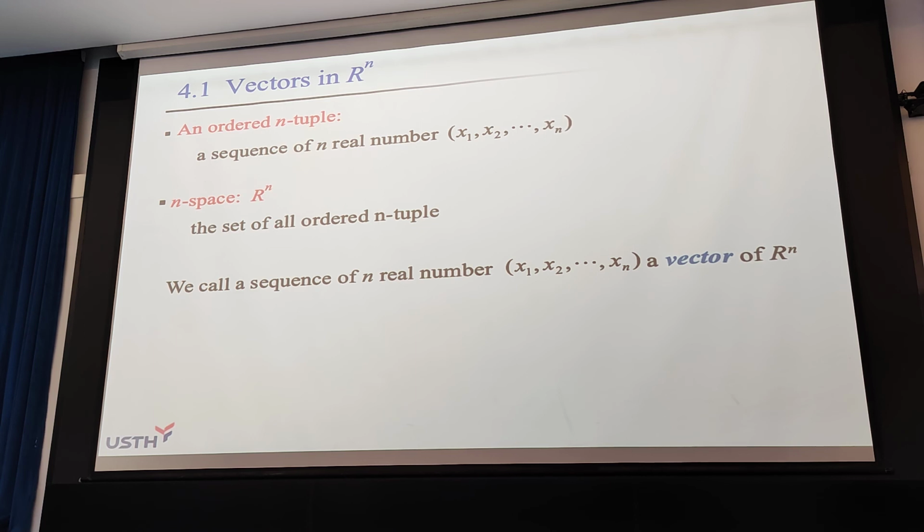A sequence of n real numbers x1, up to xn will be a vector in Rn. Here are some examples. As I told you, whenever you have something new, you should take the example in very small size. For n equal 1, you have R1. That is 1-space. 1-space is the set of all real numbers.